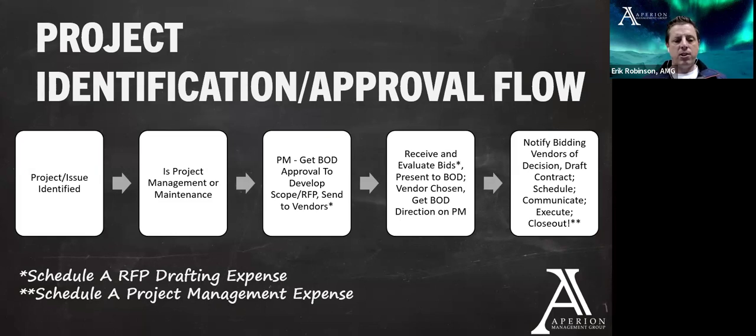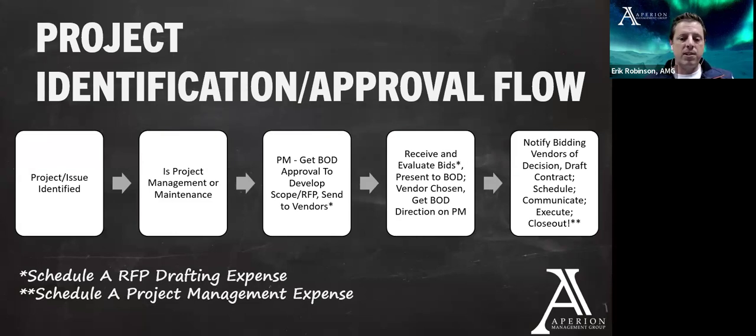So once a project or issue is identified, our manager, along with anyone else they need to talk to, is going to figure out, is that going to be a Schedule A project management charge, or is that just going to be a regular maintenance project? And I'm going to go over examples and some of the criteria for that in a few slides. Once that's identified, if it's project management, the manager is going to go to the board for approval to develop a scope and a request for proposal to send to the vendors that we want to bid for that project. So let's just take a roof replacement, for example.